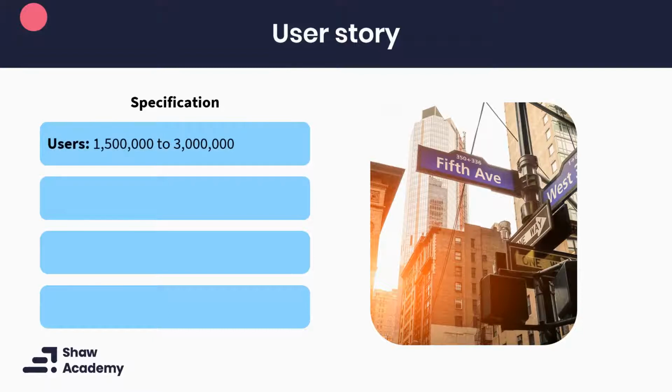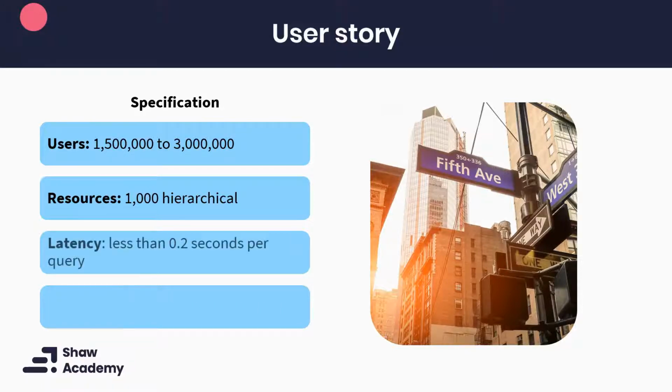The system must be designed to support 1.5 million to 3 million users and 5,000 queries simultaneously. Resources. It'll comprise 1,000 hierarchical resources, each with multiple actions to be shared in communication between all connected users. Then latency, or the time it takes for data to get to its destination. It needs to allow for less than 0.2 seconds per query response time for role and rule-based decisions.